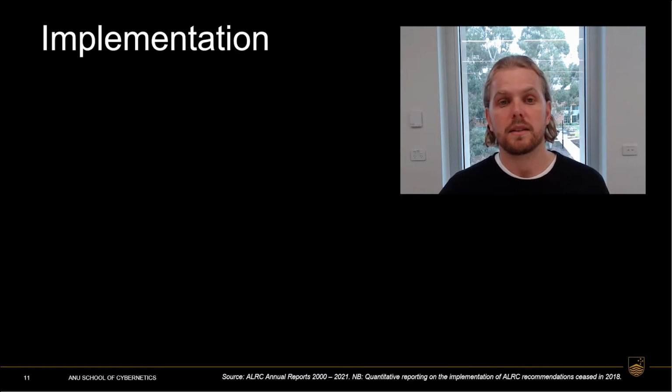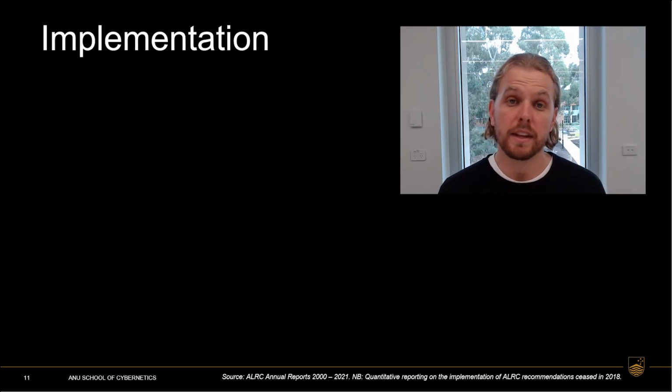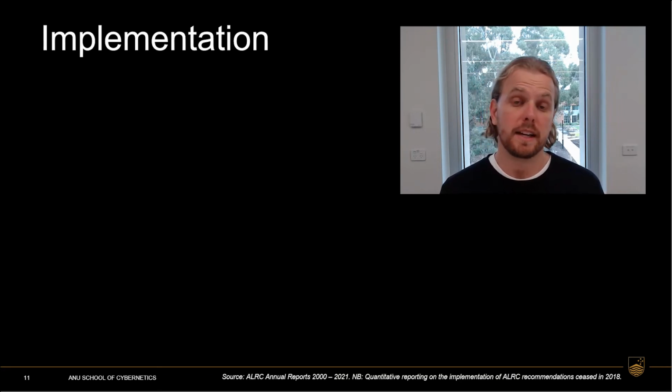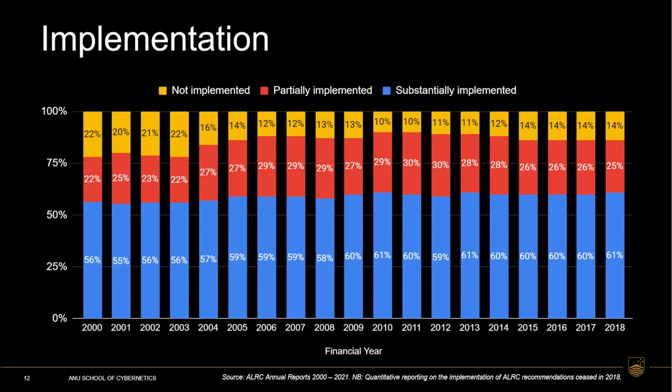Next, we want to discuss how are ALRC recommendations implemented? Well, the ALRC has no direct role in implementing its recommendations. There's also no statutory requirement on the Australian government to formally respond to ALRC reports. Nonetheless, the implementation of ALRC reports has remained relatively high. As shown on the slide, by 2018, the ALRC had completed 89 reports, and 86% of those reports had either been substantially implemented or partially implemented.